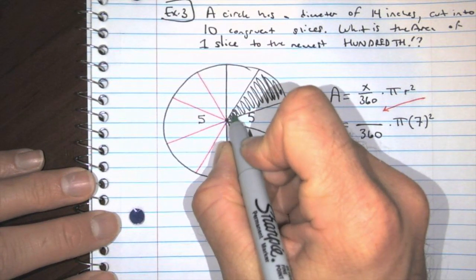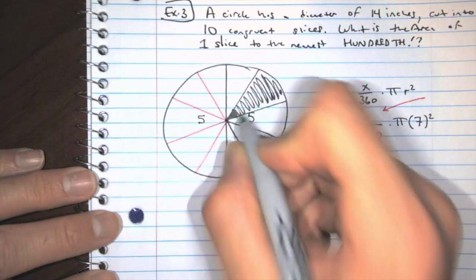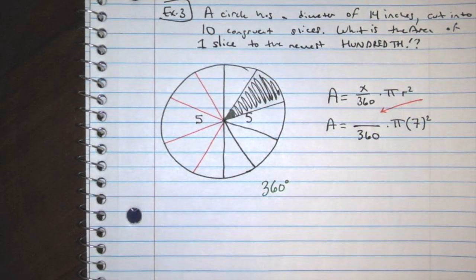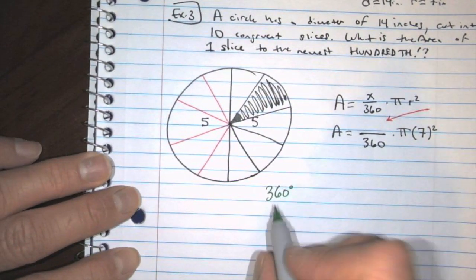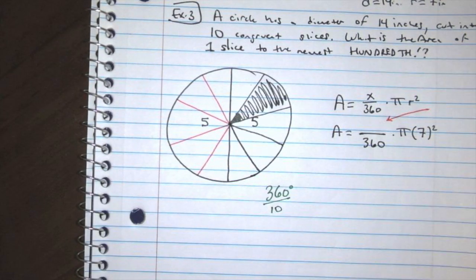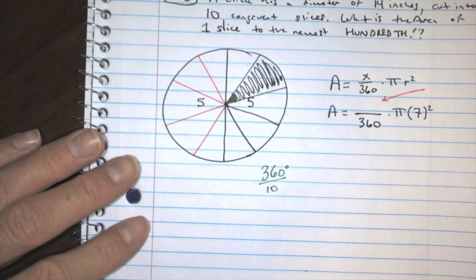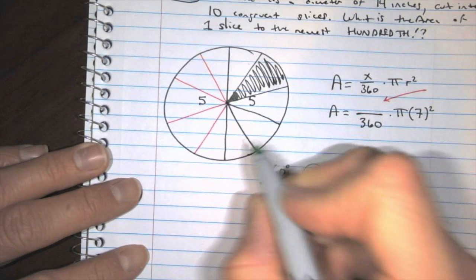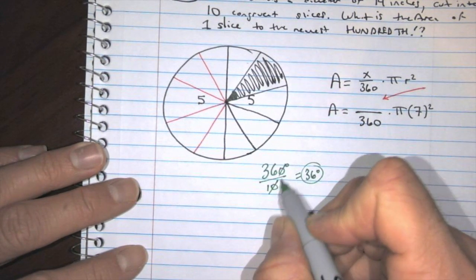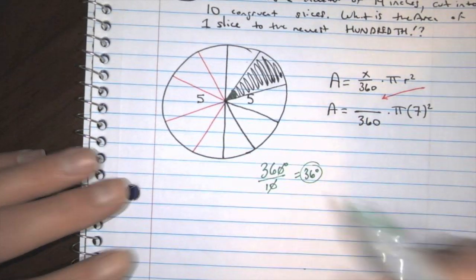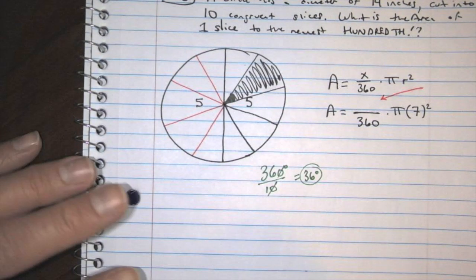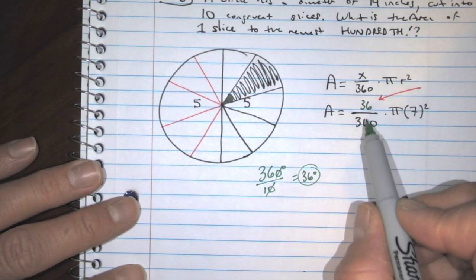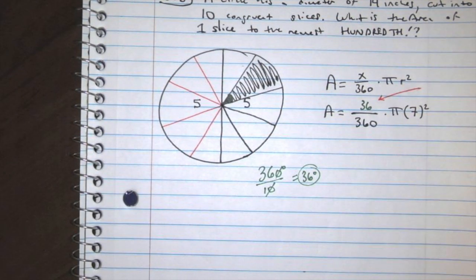If this is 1/10 of a pizza, take 360 degrees, which is a full rotation of a circle, and divide it amongst 10 equal pieces. You do 360 divided by 10, you're going to get 36 degrees, folks. Or just cross off those zeros. 36 divided by 1 is 36. There's your angle measure. 36 degrees out of 360 degrees.